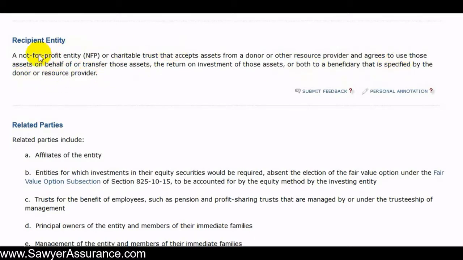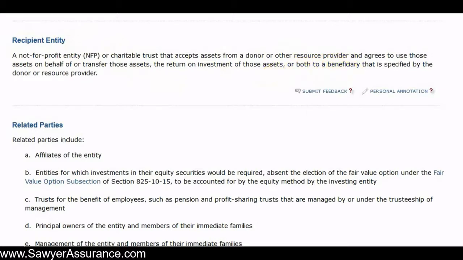So if the not-for-profit entity receives, we'll say $100,000 from a donor, but the donor says that, hey, you need to send that $100,000 to a different entity, then they're saying that the entity that gets the $100,000 first is the recipient entity, and then the entity that gets the $100,000 in the end is the beneficiary.